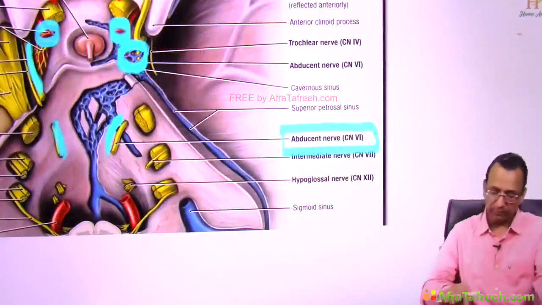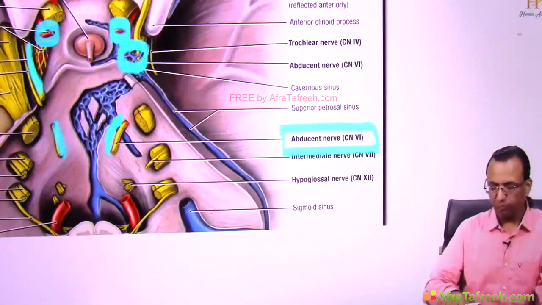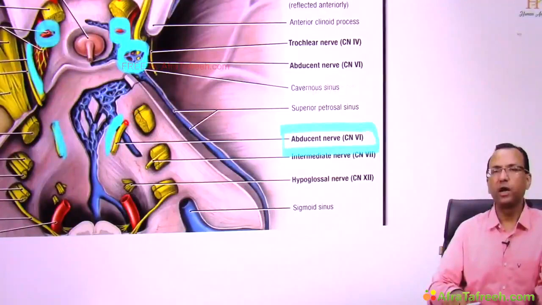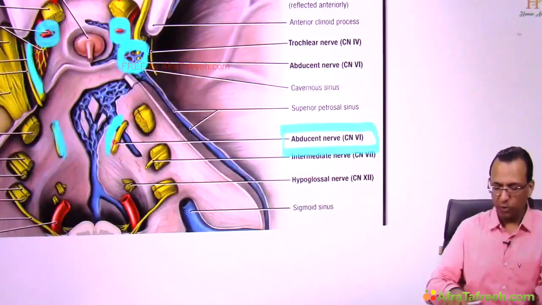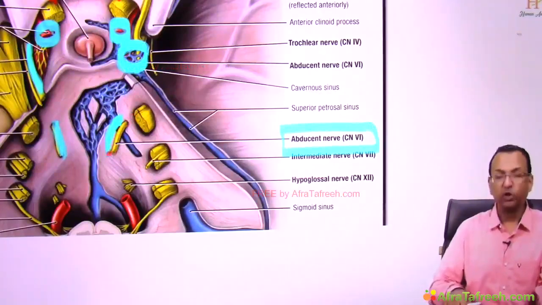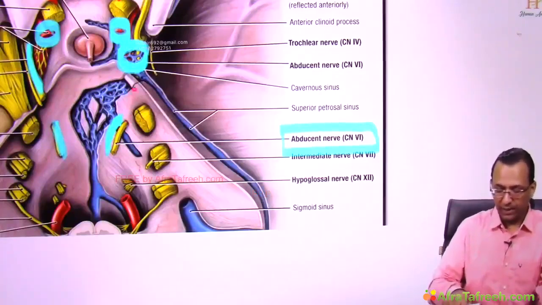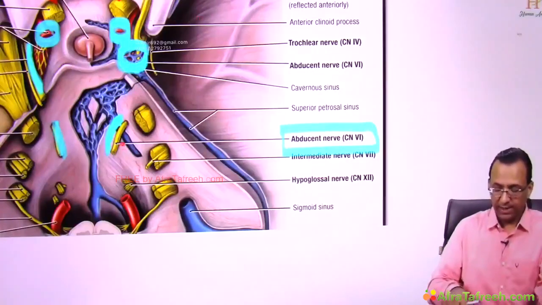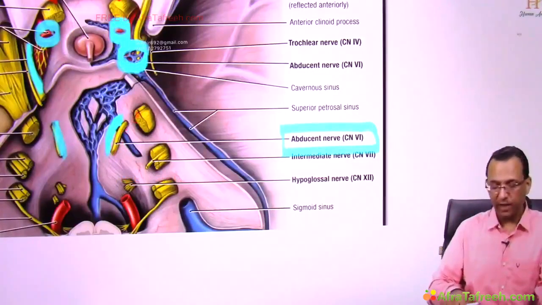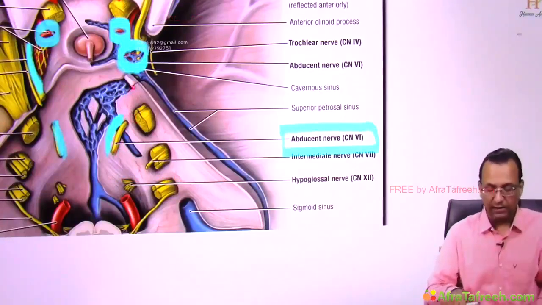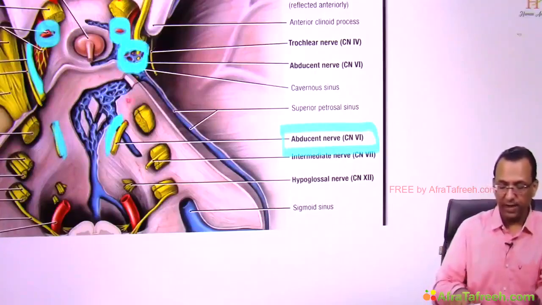Remember, the abducent nerve is going to puncture the dura mater at the floor of the posterior cranial fossa to become intradural. It has the longest intradural course. Later it will enter the cavernous sinus. But remember, it has the longest intradural course while it is running inside the cavernous sinus also.